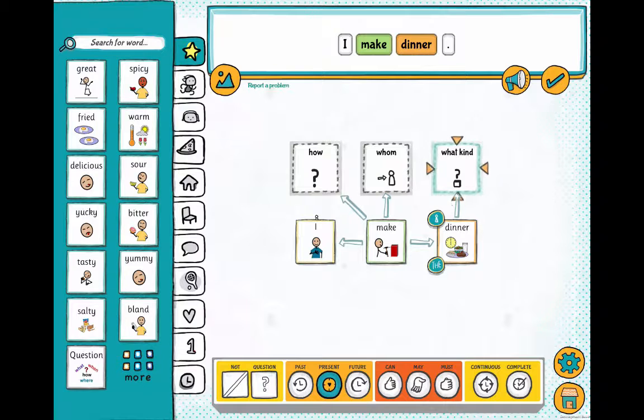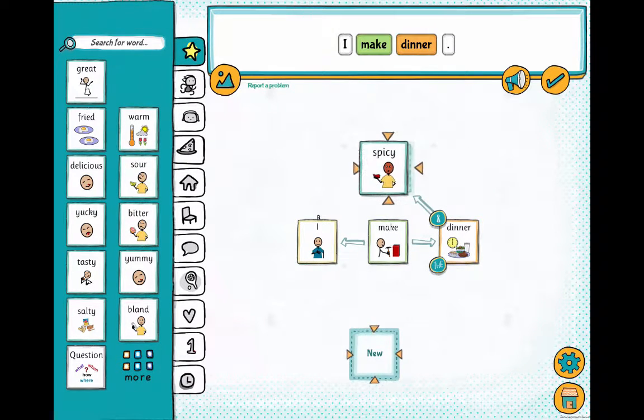I could make a more complicated sentence. For example, I could say I make spicy dinner.